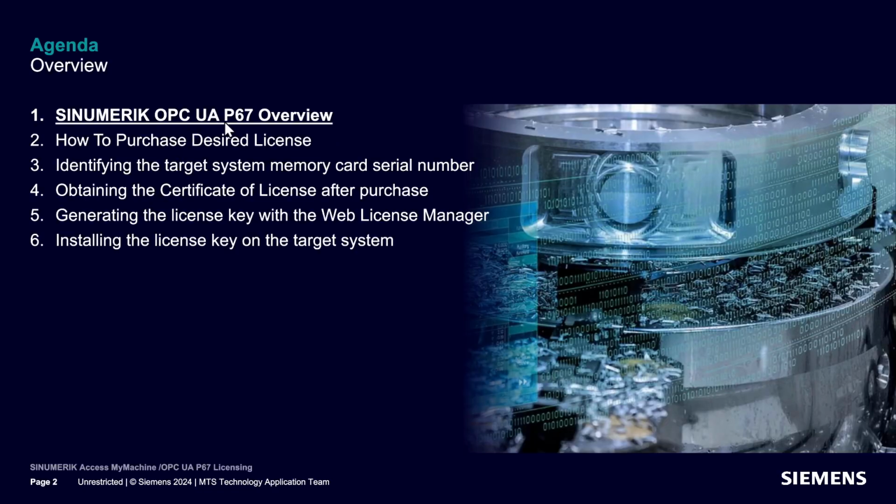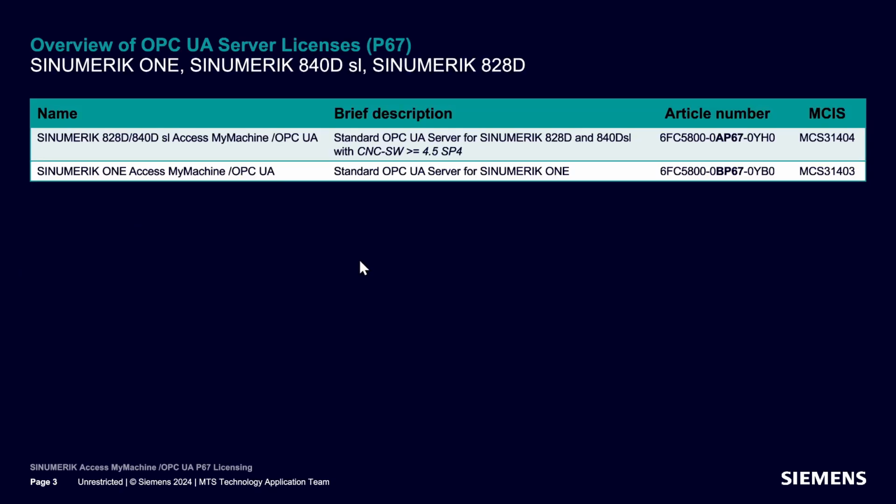First, we're going to talk about the P67 short option code and the various article numbers that you may need to order depending upon your hardware as well as on your region. Next, we'll talk about how to purchase the license that you desire. We'll move on to identifying the target system memory card serial number, how to obtain the certificate of license after purchase, generating the license key with the Web License Manager, and finally installing the license key on the target system.